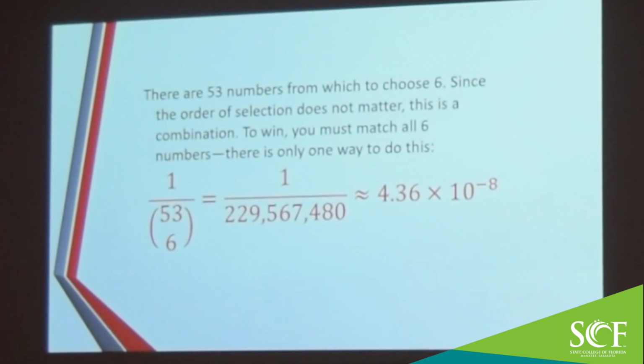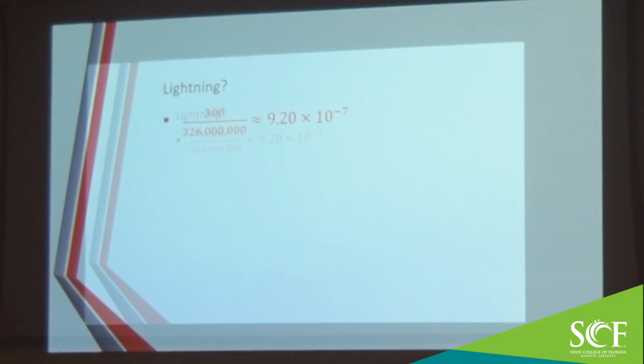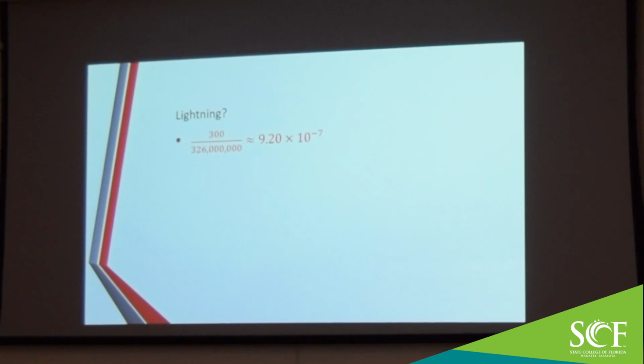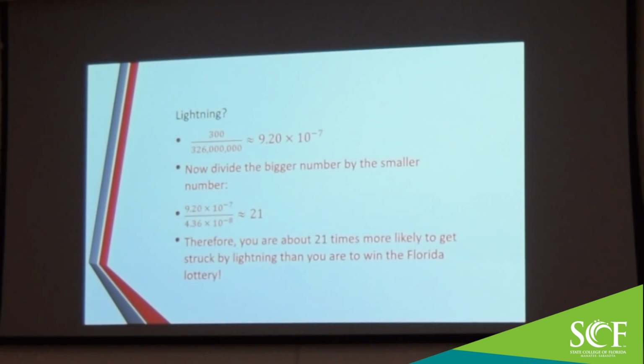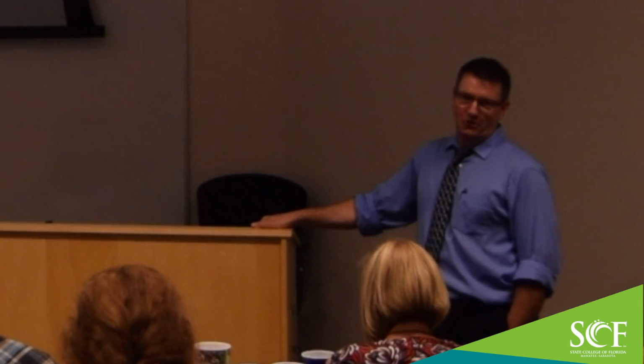So your chance of winning the Florida lottery is really tiny. That number in scientific notation, though, is what we're going to use when we do our comparisons. So lightning, your chance of being struck by lightning, 300 out of 326 million. It's about 9.20 times 10 to the negative 7. Now that's a tiny number too, but it's a lot bigger than the other number we have. In fact, how do we compare the two? Well, you divide the bigger number by the smaller number. And again, we're doing scientific notation. 21, not 2 or 3 or 4 or 5, 21. You are 21 times more likely to get struck by lightning than you are to win the Florida lottery.